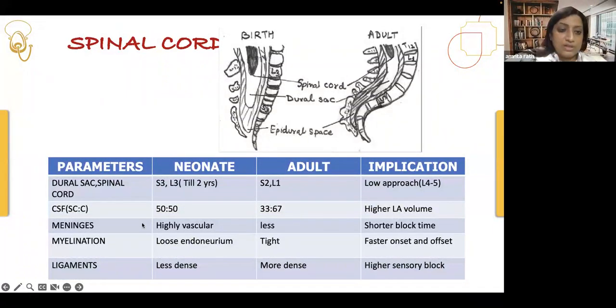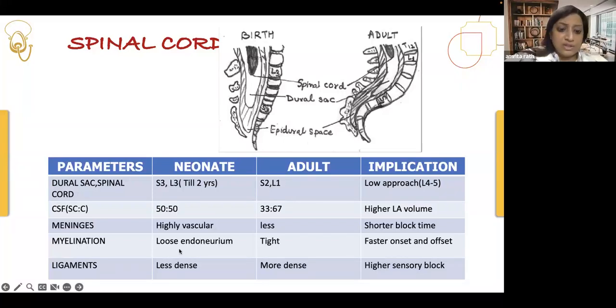Then comes the meninges. The meninges are highly vascular in a neonate. That is why the local anesthetic uptake will be faster, which leads to a shorter duration of action of local anesthetic. That is the problem with the newborn spinal. That is why it is clinically used only in cases like hernia, which is a short duration surgery of less than 30 to 40 minutes.